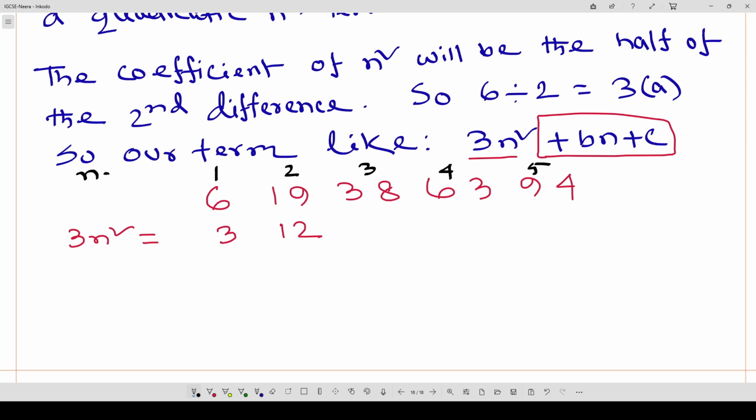It's an n equals. So 3 squared means 9. 9 times 3 is 27. And 4 squared means 16. 16 times 3 is 48. And 5 squared means 25 times 3, it's 75. Right? Now we can subtract.